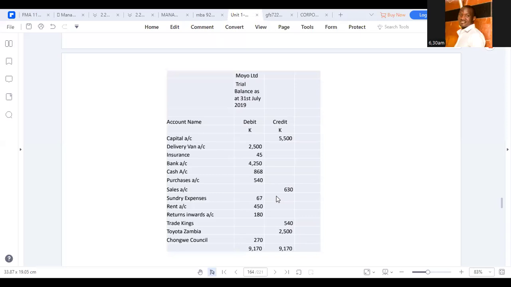So our next session in financial accounting will be how to post to the income statement and to make adjustments. All right.